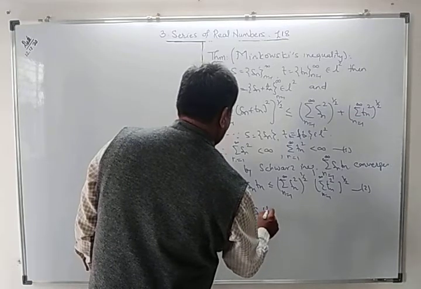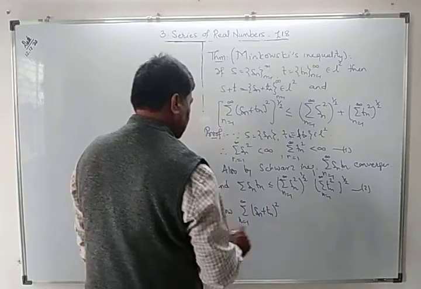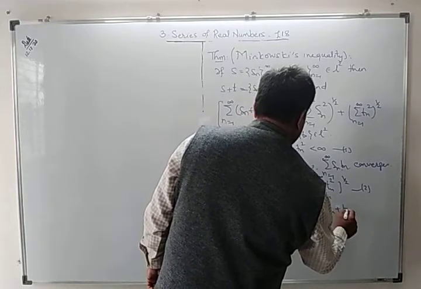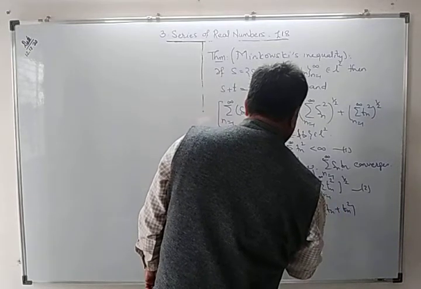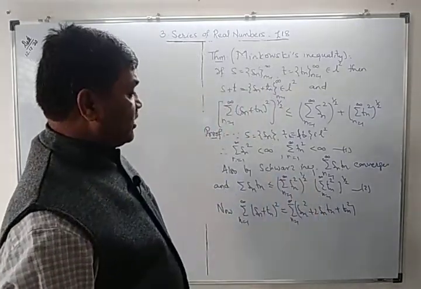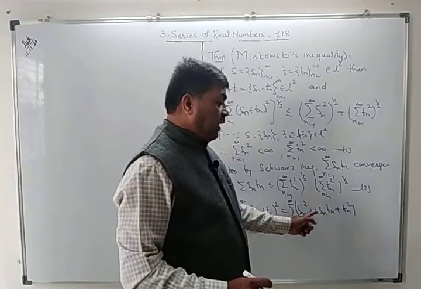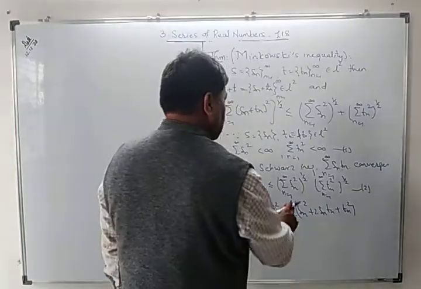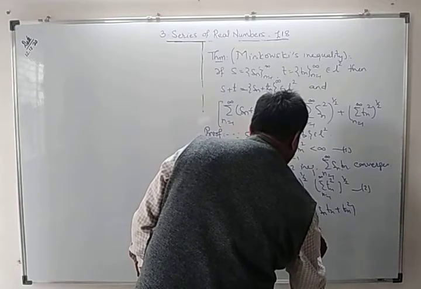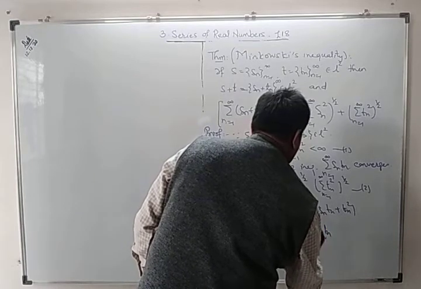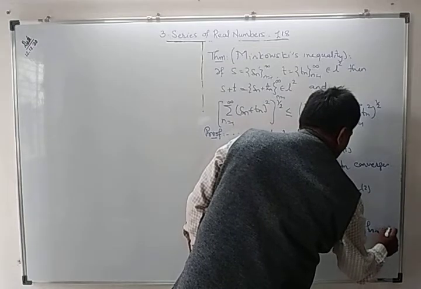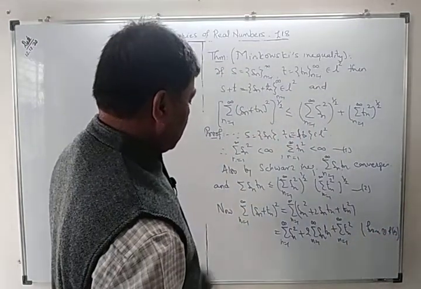Now, the summation of Sn plus Tn its square, n equal to 1 to infinity, is nothing but the summation of Sn square plus 2 times Sn Tn plus Tn square. Now, the summation of Sn square is convergent, the summation of Sn Tn is convergent, and the summation of Tn square is convergent. Therefore, their addition is a convergent sequence. So, I can write this as the summation of Sn square, n equal to 1 to infinity, plus 2 times the summation of Sn Tn, n equal to 1 to infinity, plus the summation of Tn square, from 1 to infinity, and by 2. Okay.